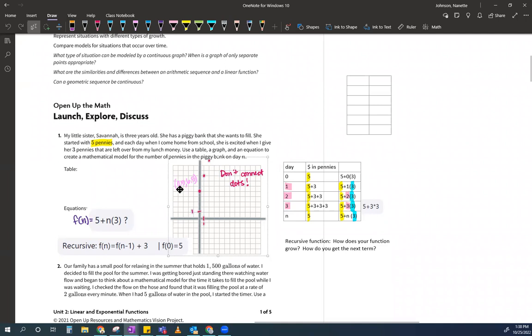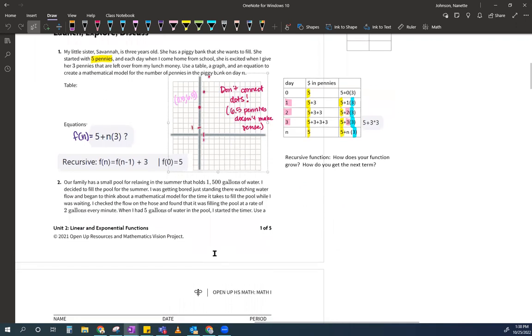We don't connect our dots because this point here, 6.5 pennies, doesn't make sense. So far, so good. Okay, let's move on then. Very clear: do not connect the dots. So today our job is to figure out, should we connect our dots today? That's one of our jobs.